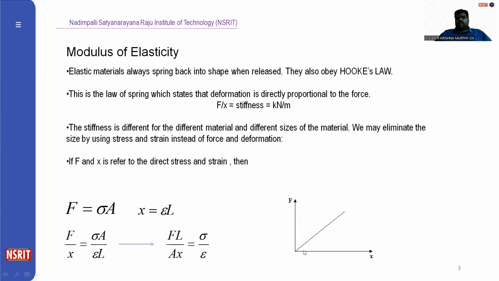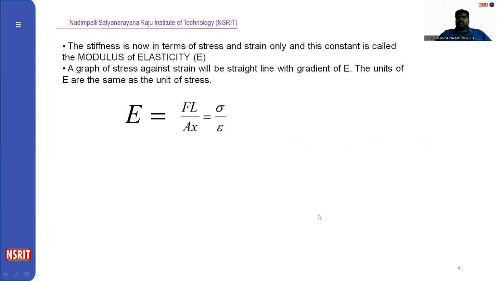If you draw the curve within the elastic limit, the stress against strain will be a straight line. Within the elastic limit, the force applied against the strain will graphically be a straight line. I hope everyone is clear.